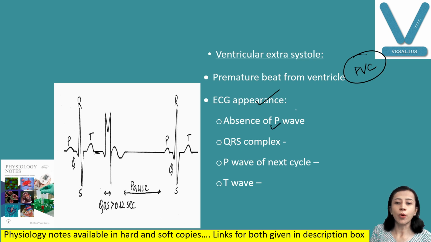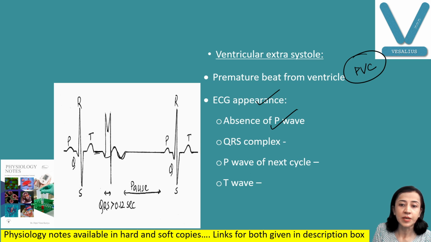Okay, so abnormal P wave. QRS complex is biphasic. You can say bizarre and prolonged one, because of the abnormal route of spread of the impulse. P wave of the next cycle may be buried with the abnormal ventricular complex, and T wave is always in the opposite direction.